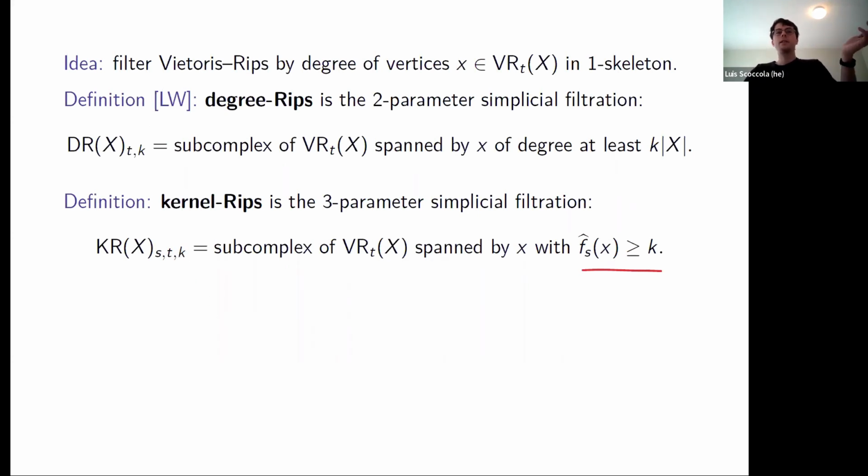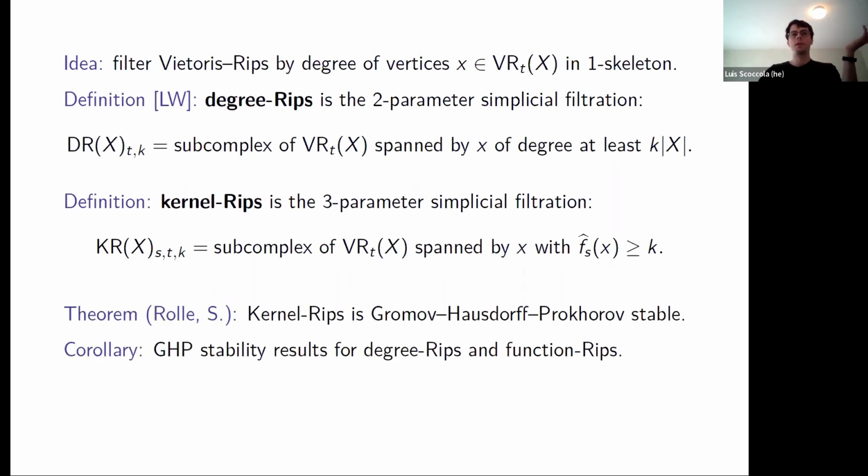And the nice thing is that this has pretty decent stability properties. So it is Gromov-Hausdorff stable. In fact, it is uniformly continuous. And if you use some very specific kernels, for example, if your kernel is a square kernel, then it is 2 Lipschitz. So it's actually Lipschitz. And this Gromov-Hausdorff stability basically gives you stability results for the degree Rips and for function Rips when you use, in that case, a continuous kernel to construct function Rips.